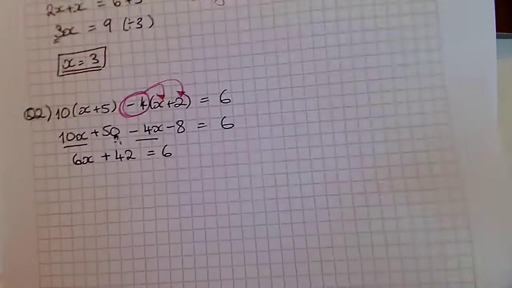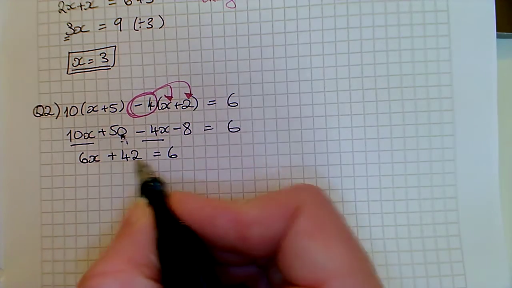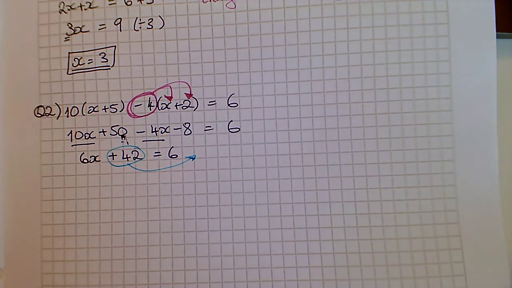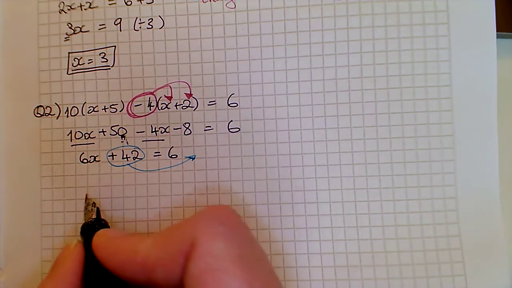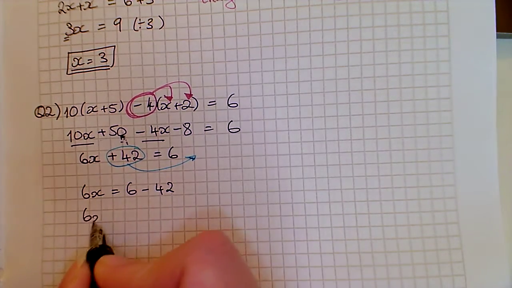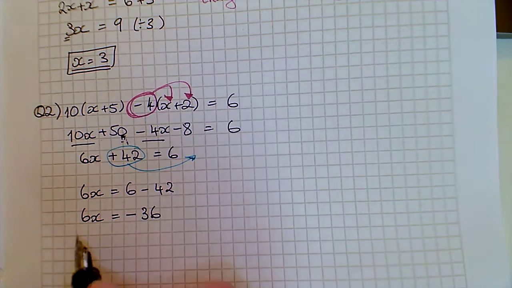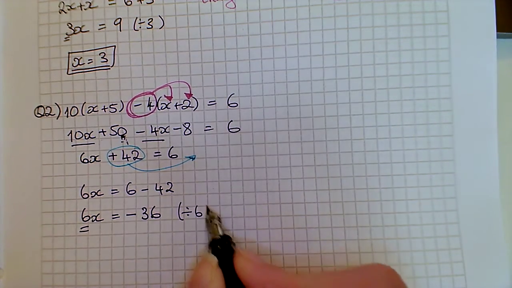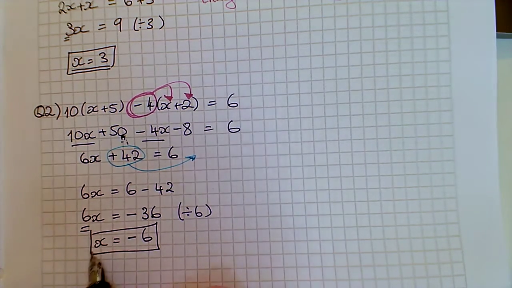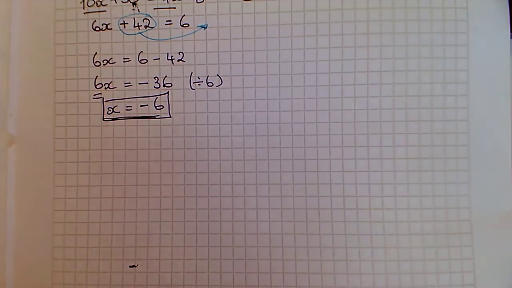And now I'll do my letters left, numbers right. So the 6x will stay where it is because it's already on the left, and it's only the plus 42 that needs to move to the other side, giving me 6x is equal to 6 minus 42. So 6x is equal to minus 36. And then I divide across by the coefficient. X is equal to minus 6. X is a negative number there. Okay, question 3.